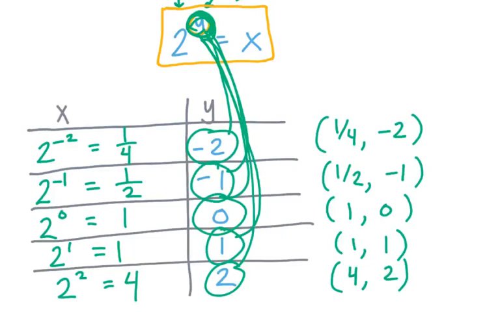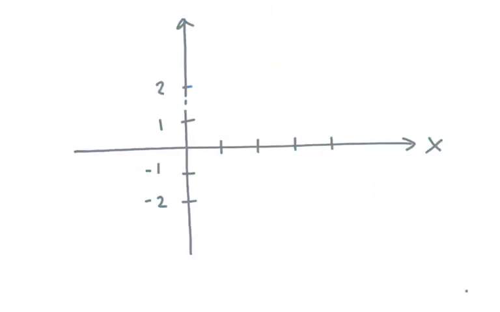All right, so I need some space in the y direction to go all the way to 2. And then in the x direction, our largest value, I think, was 4. Okay, so again, here are the points we're plotting. When x is 1/4, y is negative 2. So right about in there, this is just a sketch.